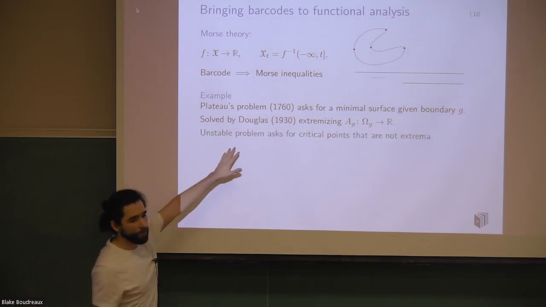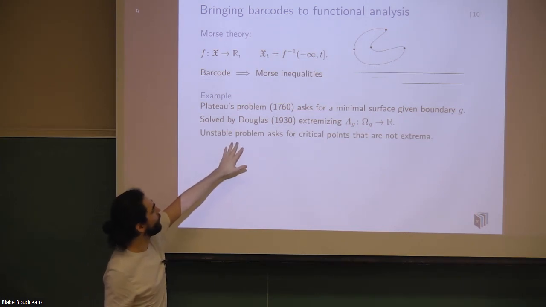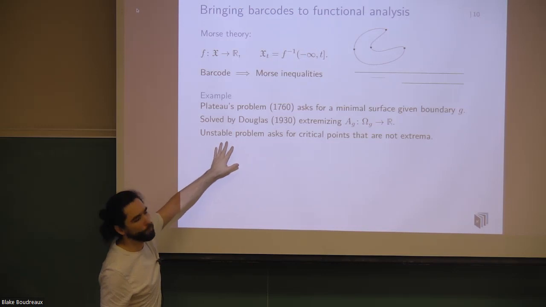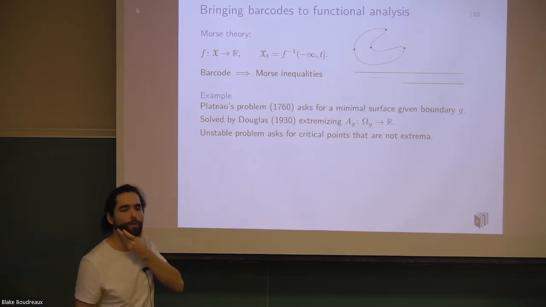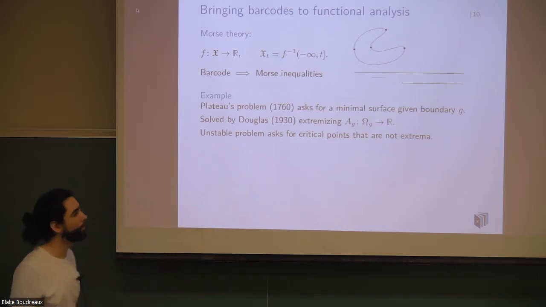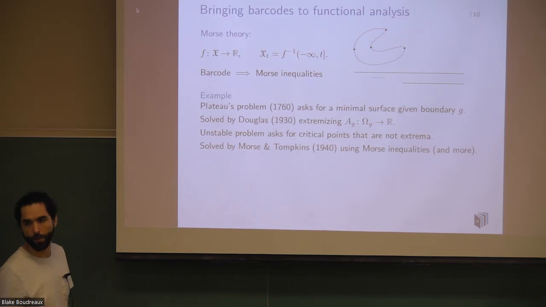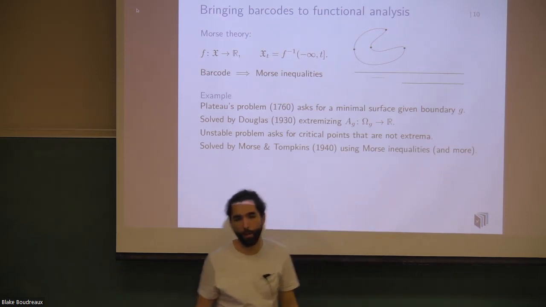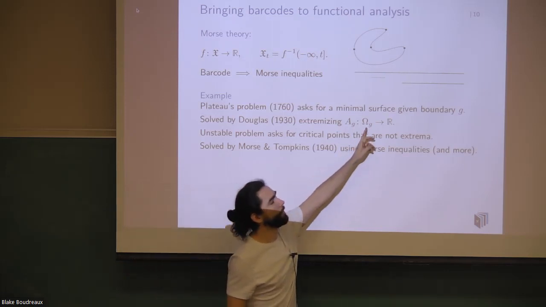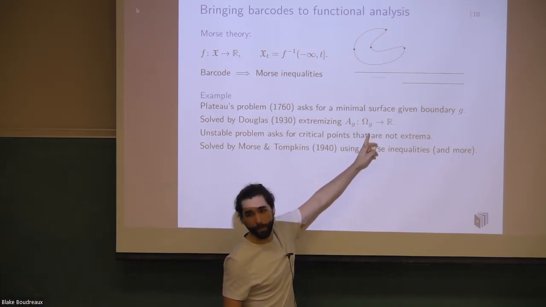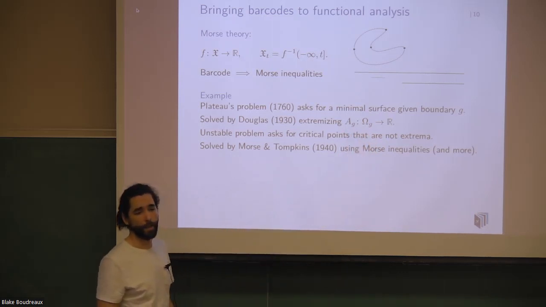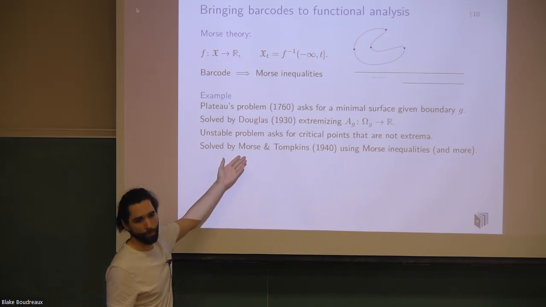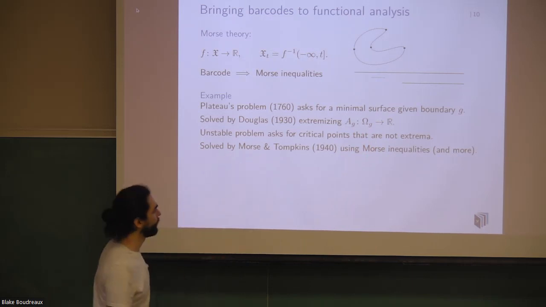Now, another question that arises after Douglas' beautiful solution is the question of unstable minimal surfaces. So can we find critical points of the Douglas functional that are not extrema? And this is something that Morse embarked on solving, and a lot of the ideas from Morse theory come from this line of work. Morse and Tompkins used Morse inequalities, and a lot more machinery, to understand the topology of this space omega G using the Douglas functional, and answered the unstable minimal surface question positively. And yes, there are unstable minimal surfaces.